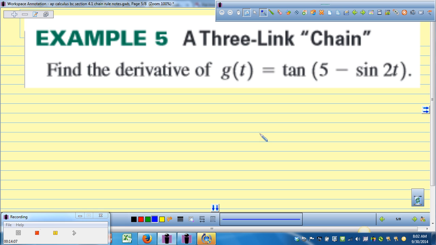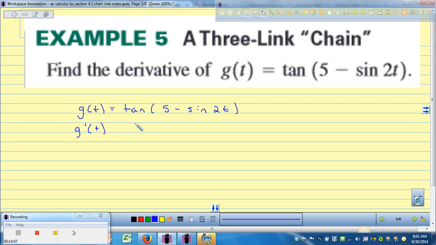Look at this one. They get a little longer. We had one like this in the table where we were working from outside to inside. Find the derivative of g of t equals tan of 5 minus sine of 2t. Okay, so outside is easy enough to spot. What is that? Tan. So the derivative of tan is secant squared, leave the inside alone.